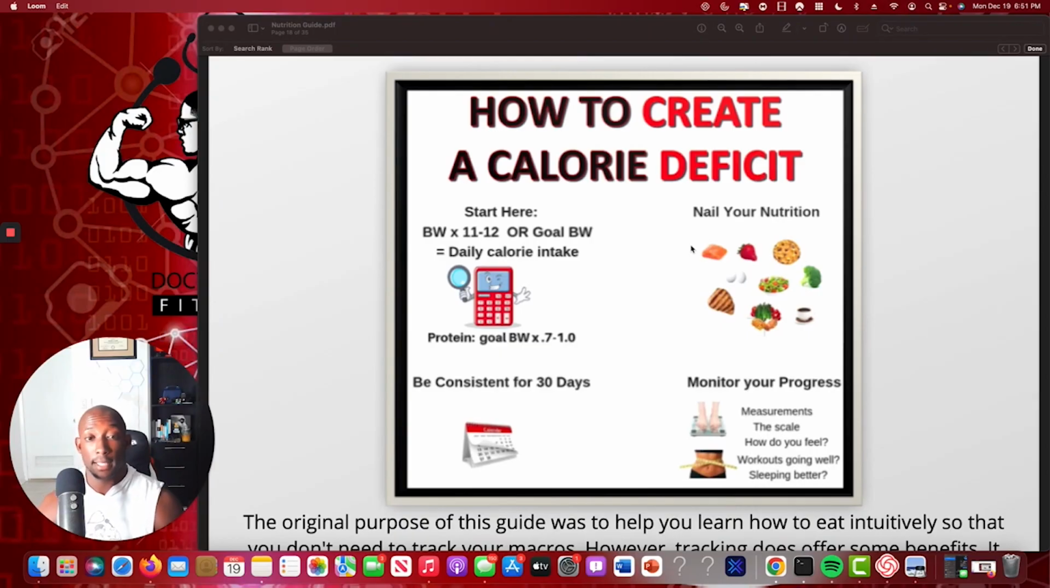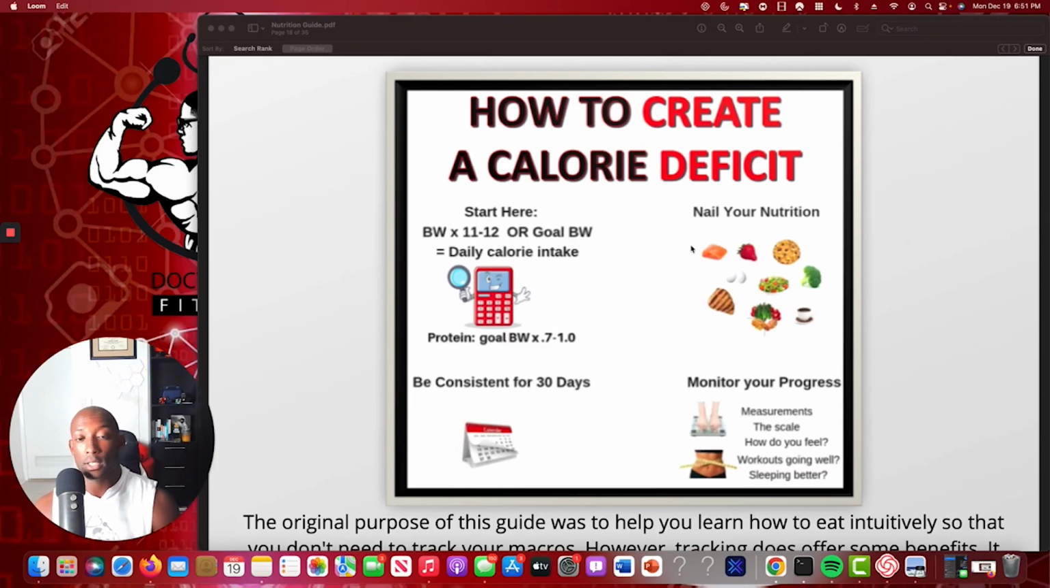All right, on today's lesson, we're going to talk about how to create a caloric deficit, and we're also going to talk about what your macros are. So, when it comes to caloric deficit, that essentially is just putting yourself in an energy balance to where you're burning more calories than you're consuming. So, how do you create that?